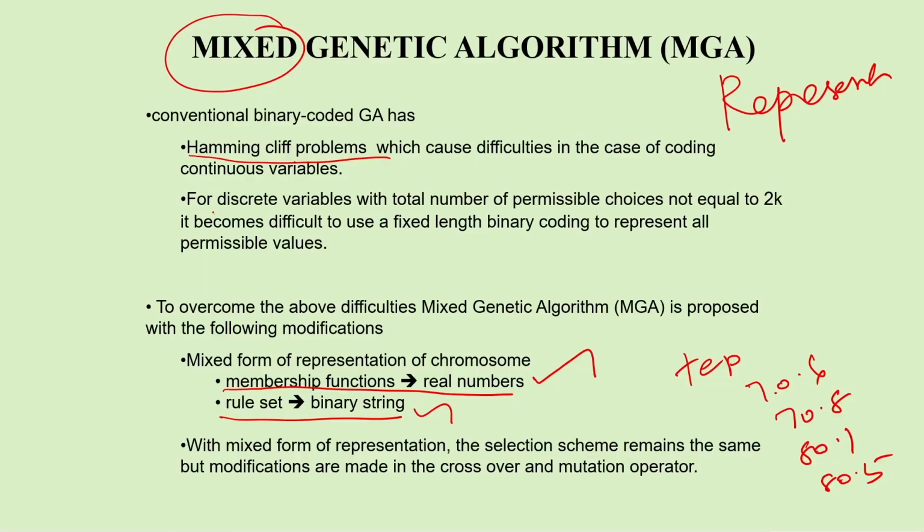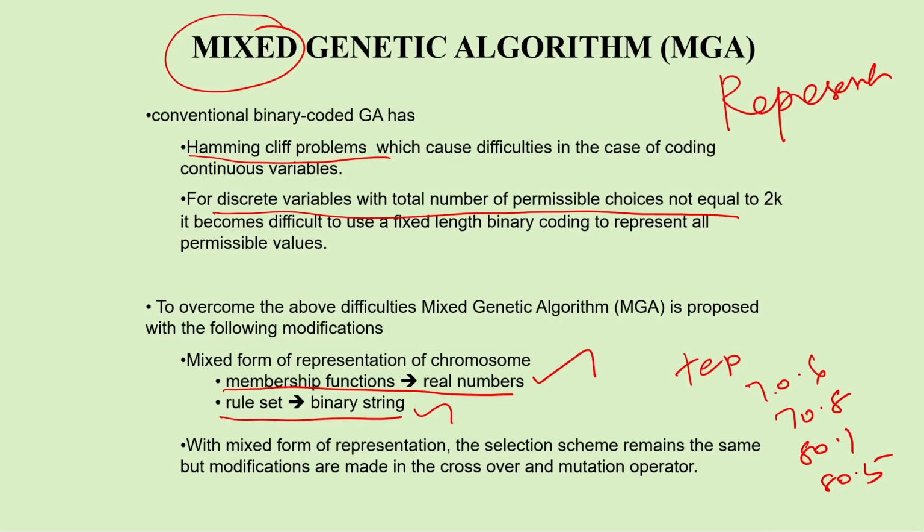But for discrete variables with a finite permissible choice, suppose you have a discrete variable, and you want to accommodate all the discrete values with the binary representation, then the permissible choice may be 2^k levels. So you may need a larger number of representatives, and again it becomes difficult. So these are the two demerits associated with the binary coded GA when you represent all the solution variables using binary numbers. So what we can do is go for some problem specific representation.